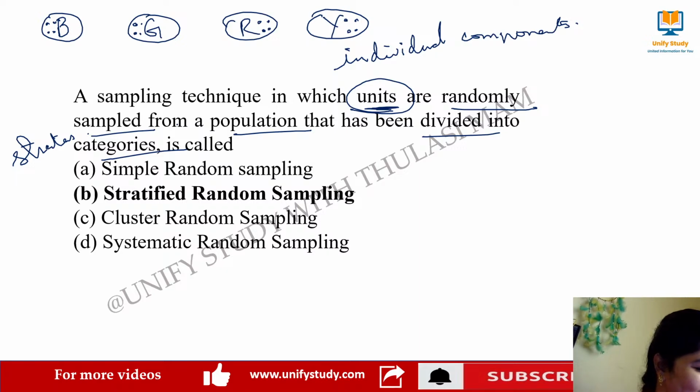Aparna, is it clear? But random is the keyword, ma'am. Random is the keyword for everything. When it comes under probabilistic sampling, everywhere we have the keyword random.